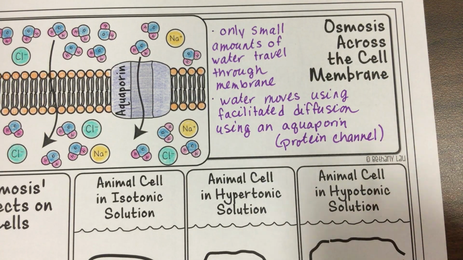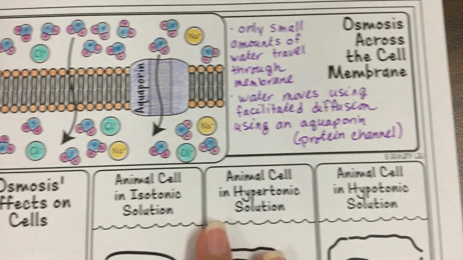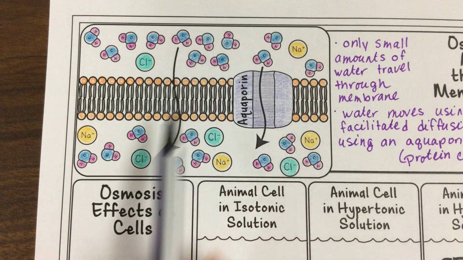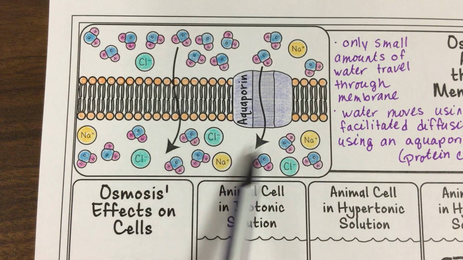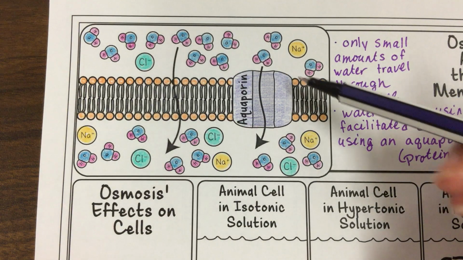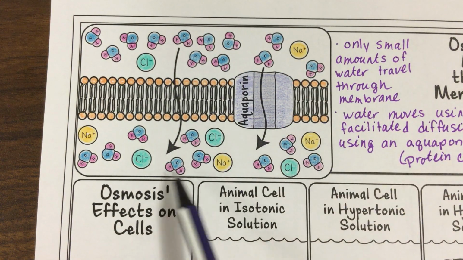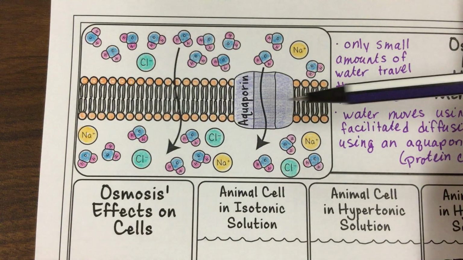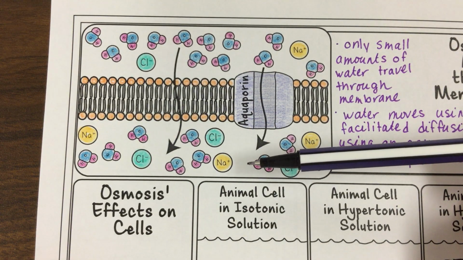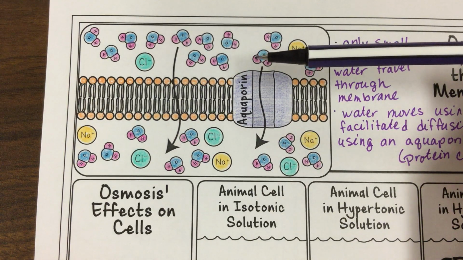Okay, so I can see right here through my membrane, I have more water on top of my membrane than I do down here, and I have more solutes. So I'll have a couple of water molecules moving through, but most of them will go through this aquaporin to dilute this side. So I have a concentration gradient here, so I have a higher concentration at the bottom of my cell than I do at the top.